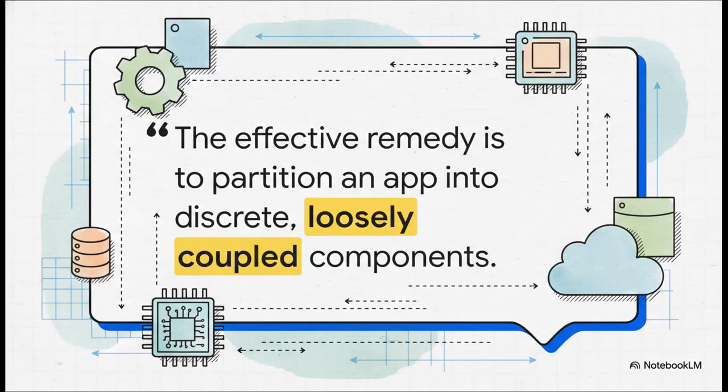The source material really says it perfectly. The fix isn't some small tweak, it is a fundamental shift in how you think. You partition the app, you break it up into these separate, loosely coupled pieces. That is the blueprint. So, how do we actually do that?